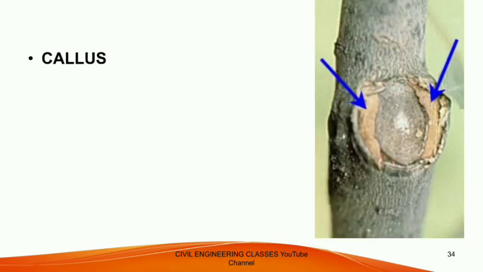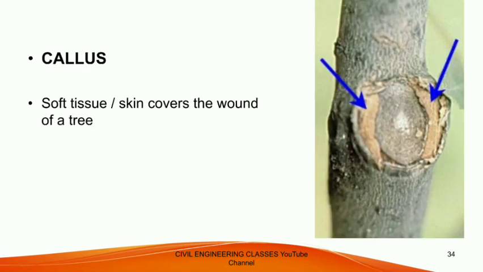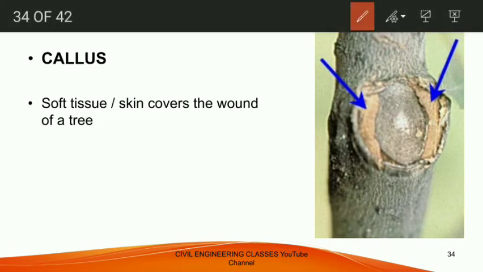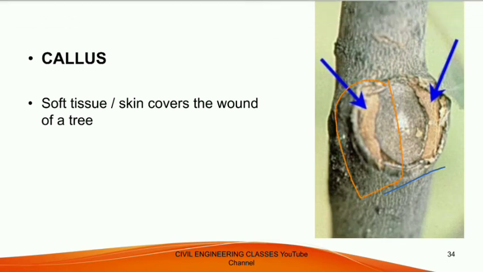Next one is callus. Callus means where there is a wound in the tree, still there will be growth of tissue over this wound. It is called callus. You can see there was a wound in the tree. Later this had become covered by some kind of soft tissues. This is called callus.